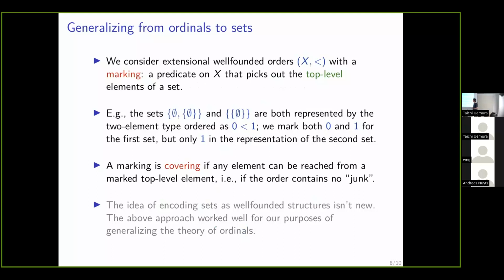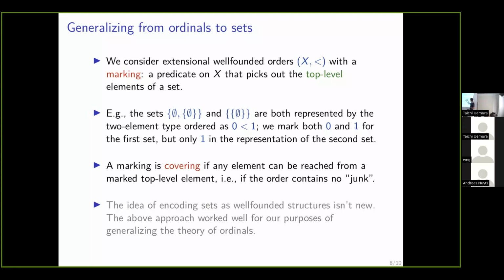But now you have a mark, and the marking intuitively picks out the top level elements of a set. So here's an example illustrating it. Let's say you have these two sets. In some sense, they have the same elements in that this set has the empty set as an element and the singleton empty set as an element. But this one actually also has one more level down, right? You have the singleton empty set, and then that has another element, the empty set. So they're both represented by the two element type, 0 less than 1.